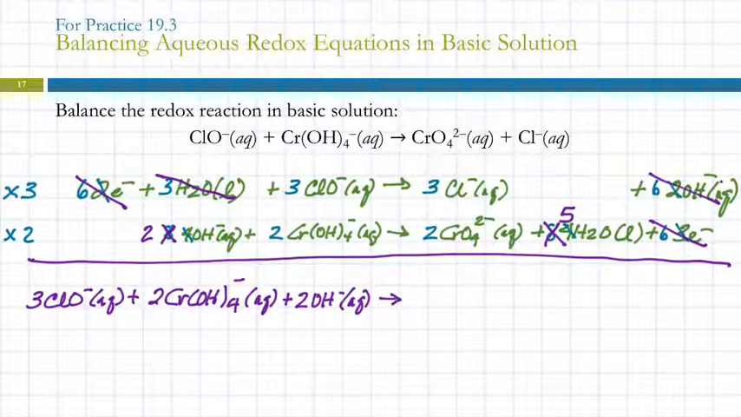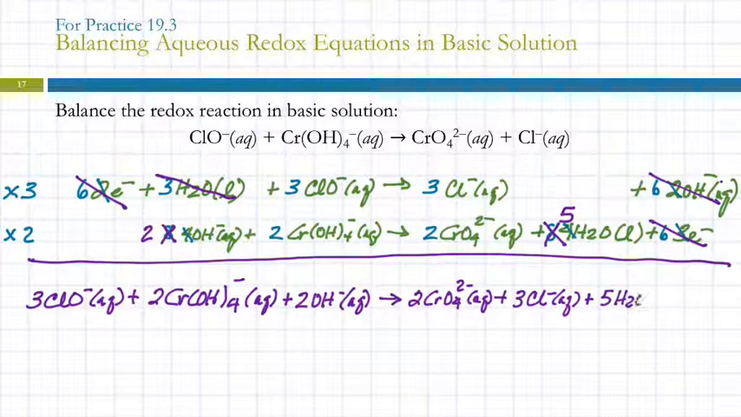So we'll finish off that arrow before the computer so rudely interrupted me. And we'll do this again on the right side. 2 chromate ions, and 3 chloride ions, and 5 water molecules.